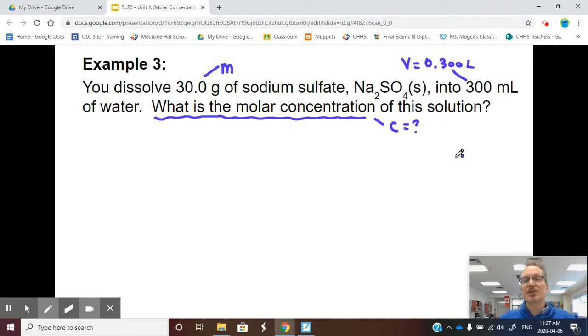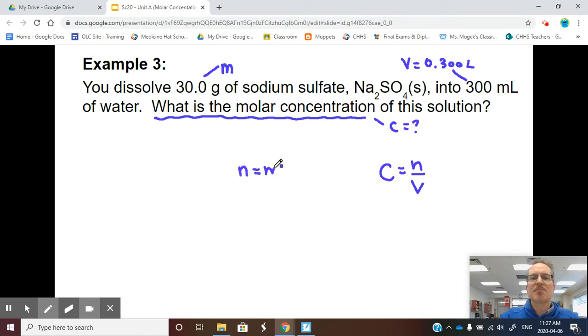Now, here's where the question gets a little bit tougher. Our job is to find concentration. In the previous questions, we were given moles and volume. We don't have moles, we have mass. So when I go to write down my formula, C equals n over V, I have volume, 0.3 liters, but I don't have moles. So I have to find moles using what we did last week.